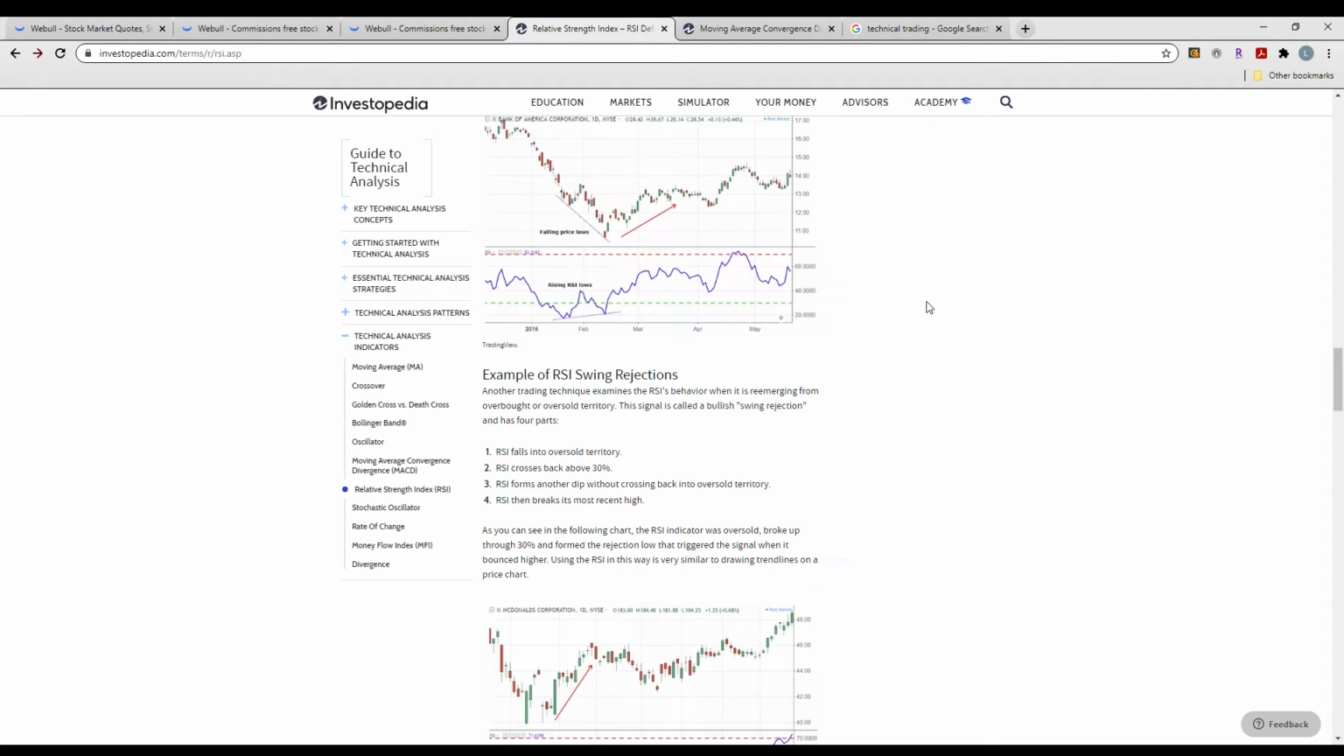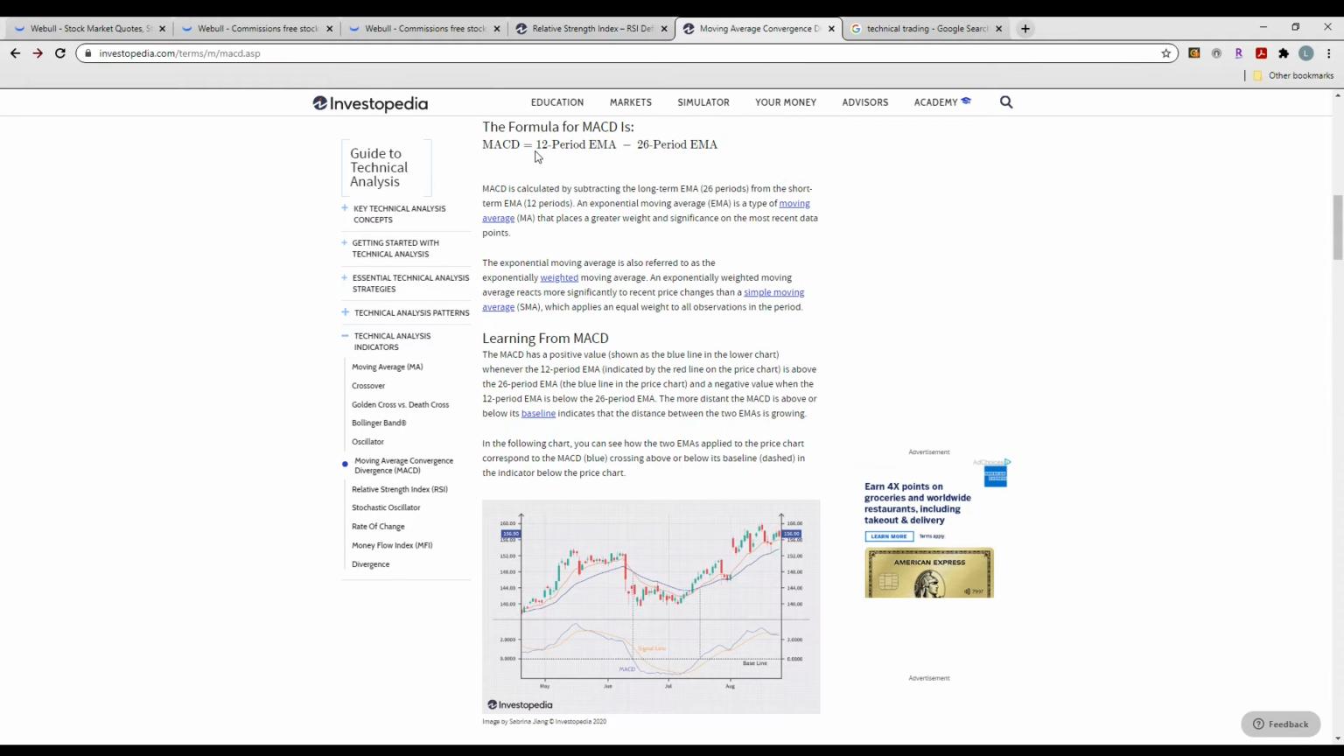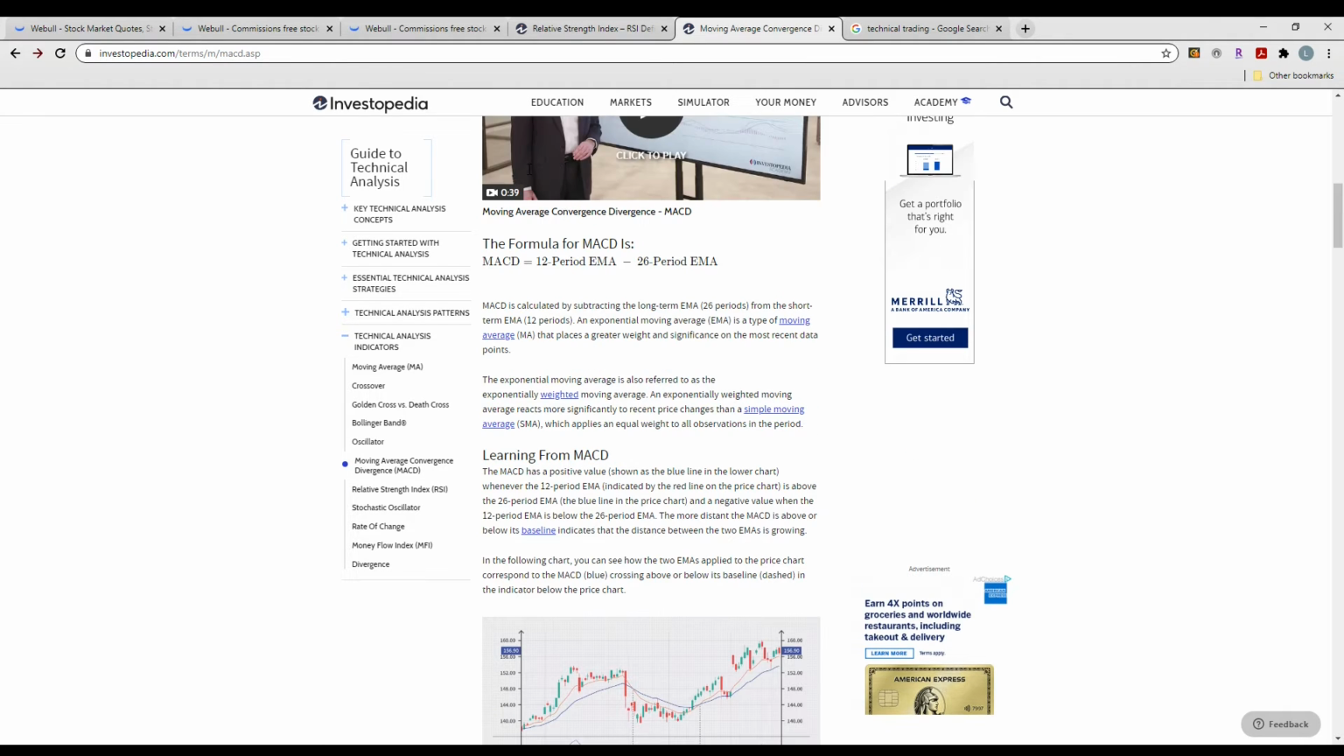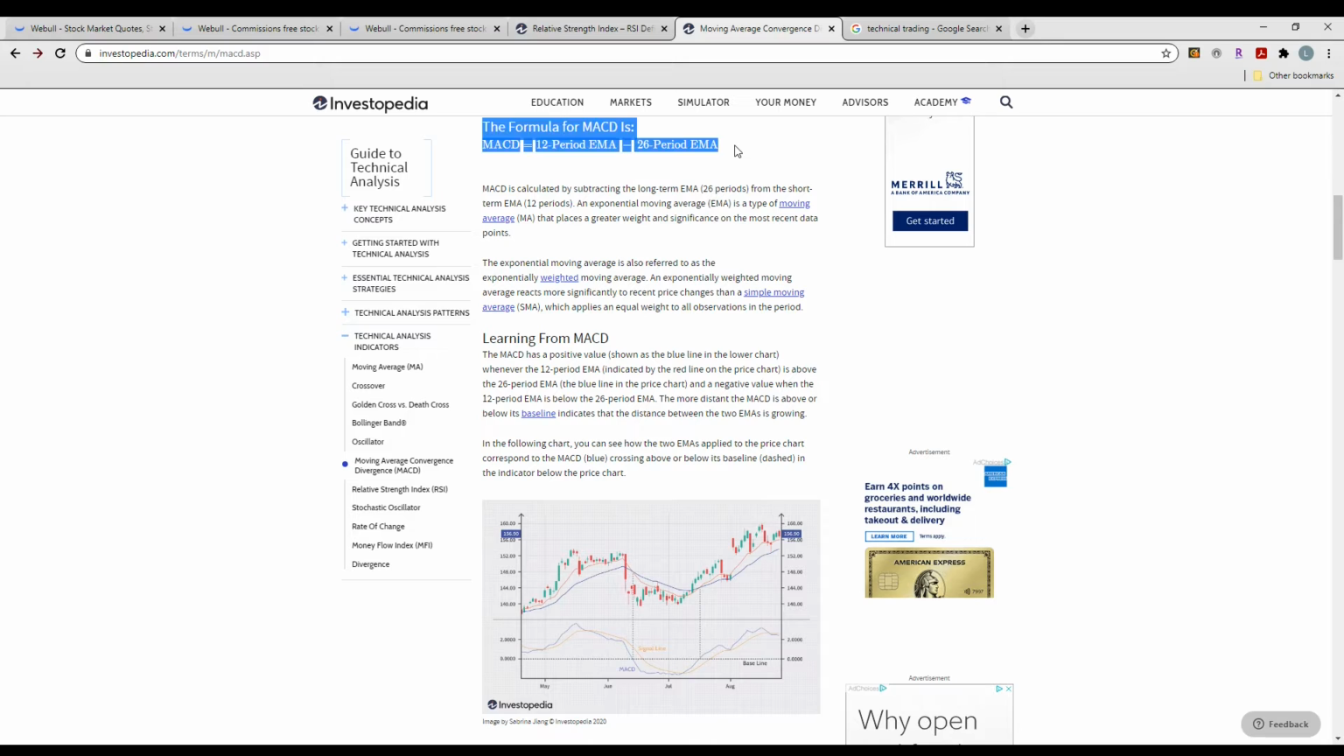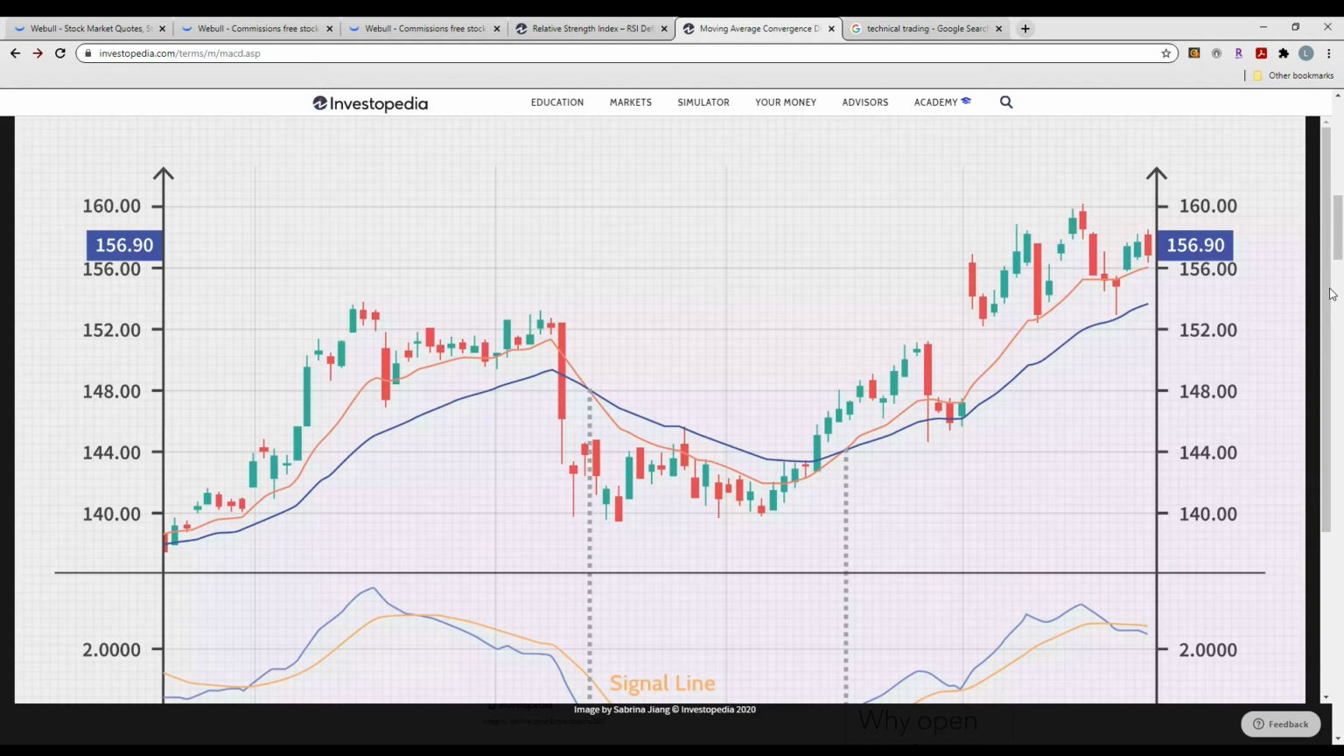Now let's go over our last trading indicator. This is going to be the MACD, or the Moving Average Convergence Divergence. And I know what you're thinking. What the hell does that mean? Well, the MACD is a trend following momentum indicator that shows the relationship between 2 moving averages of a stock. This is calculated by subtracting the 26-period EMA from the 12-period EMA. The result of that calculation is the MACD line.